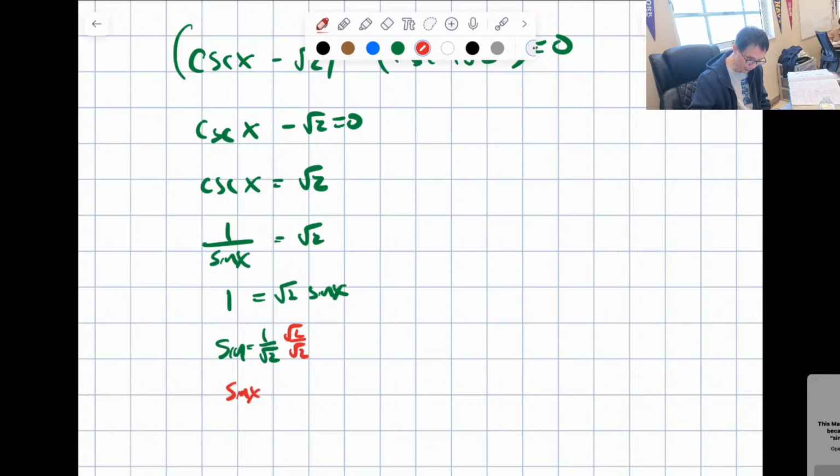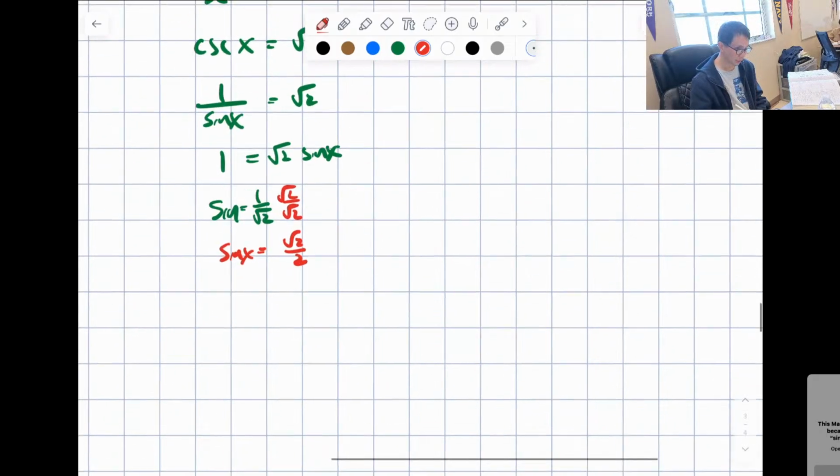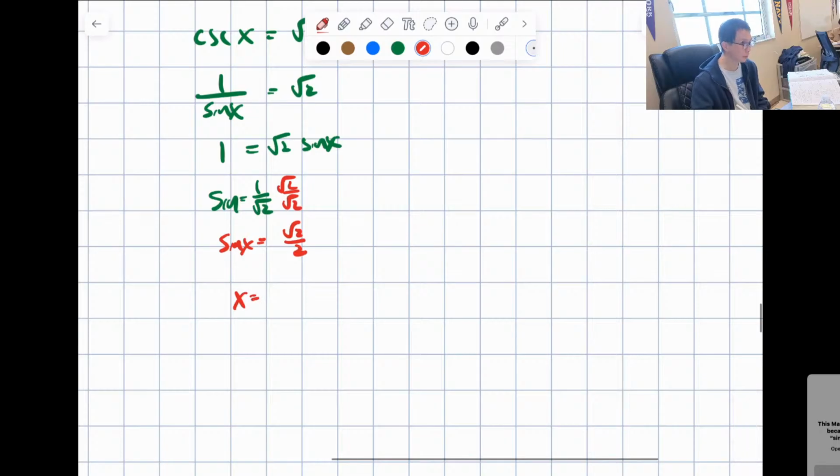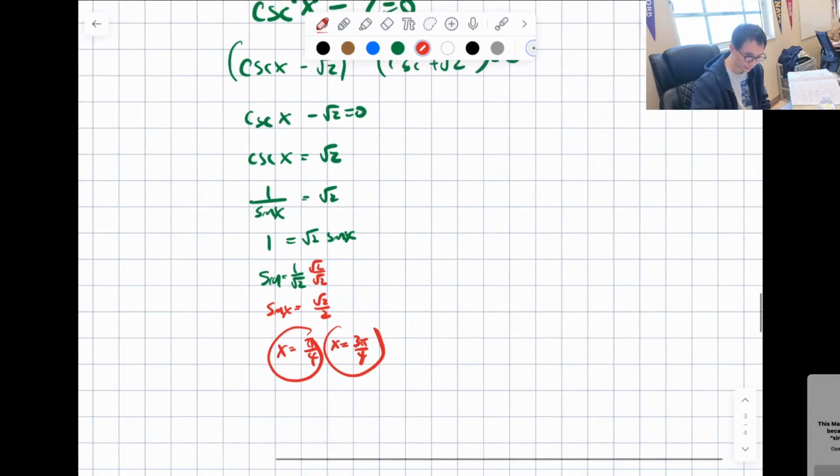So sine of x equals root 2 over 2. Guess what? That's manageable. What is it? Pi over 4. And what? Two answers, 1, 2. You can do the other one, right?